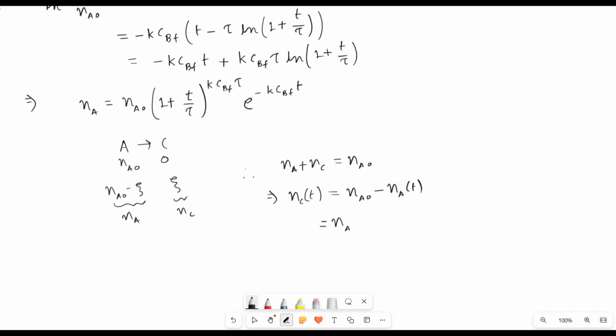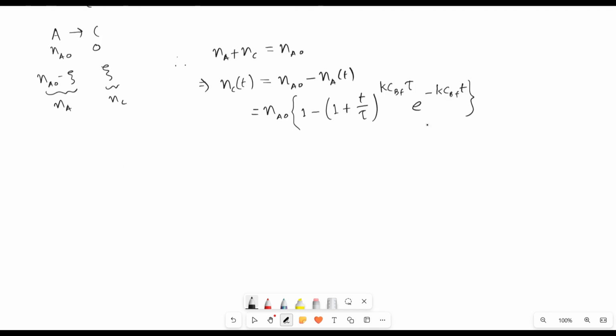Na naught, 1 minus 1 plus t by tau, K CBF tau, e to the power minus K CBF into time t. So this is the expression at time t relating NC and this. So NC is this, and Na naught is PA naught into V naught. I am writing this expression in terms of the variables given in the question.